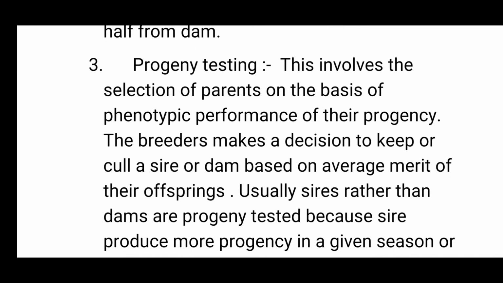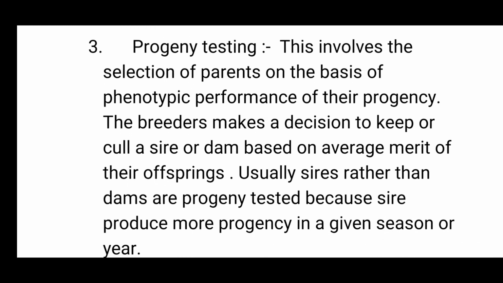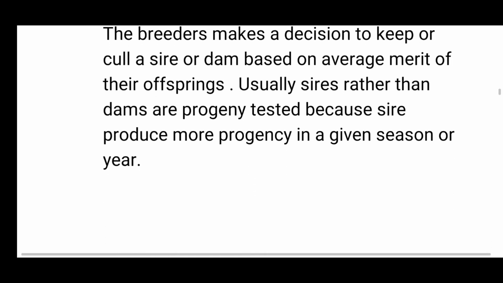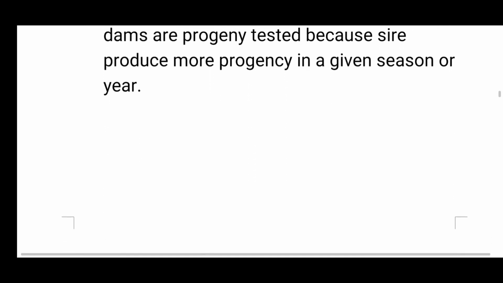And the third is progeny testing. This involves the selection of parents on the basis of the phenotypic performance of their progeny. The breeder makes a decision to keep or cull a sire or dam based on the average merit of their offspring. Usually sires rather than dams are progeny tested because a sire produces more progeny in a given season or year.